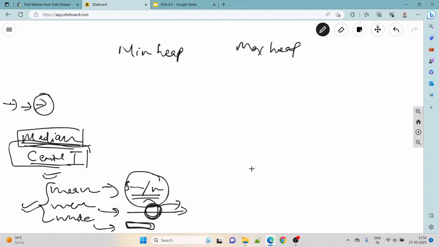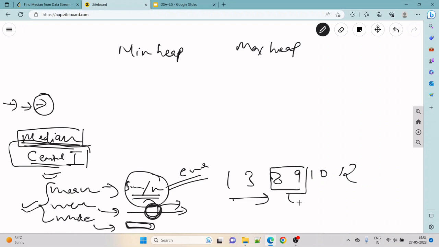In order to find the median, let's suppose we have the numbers 1, 3, 8, 9, 10 and 12. So these are an even number of numbers. We arrange them in ascending or descending order, which we have already done, and we find the middle numbers. These two are the middle numbers and their average would be the median of the data set. Now let's have a look at how we are going to find the median using heap.